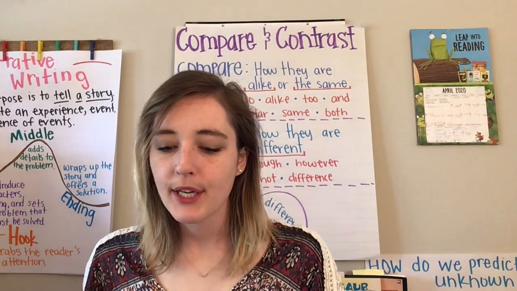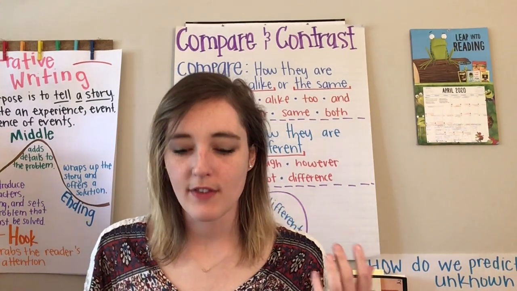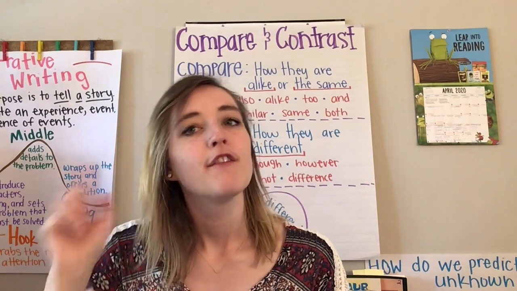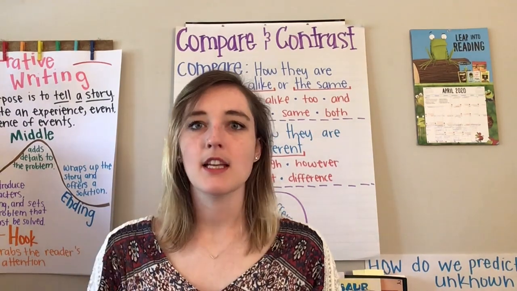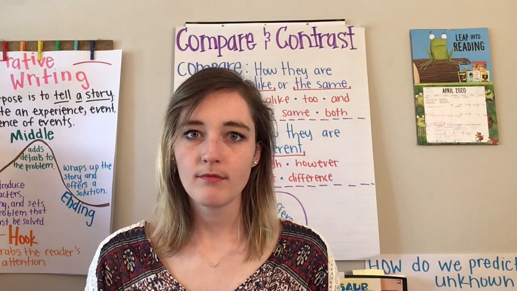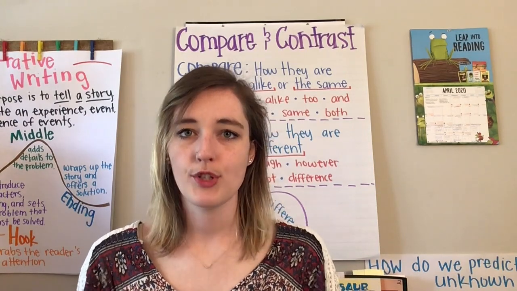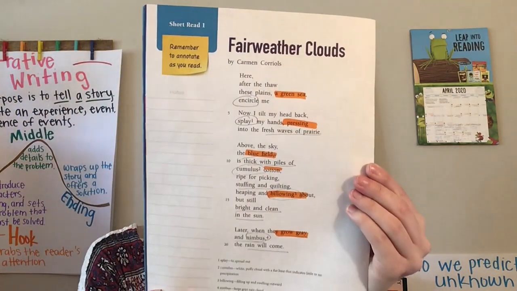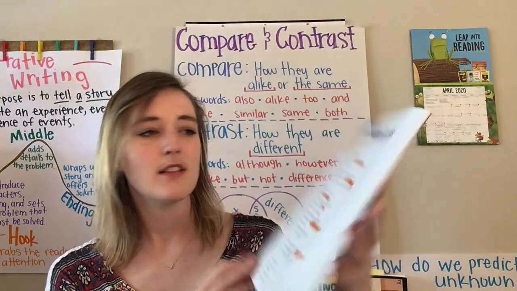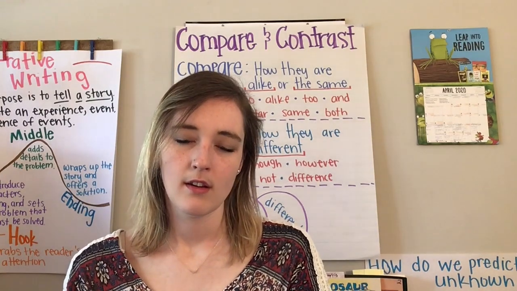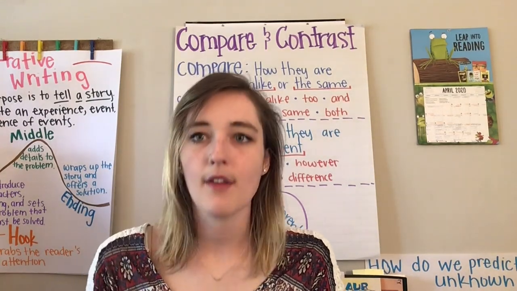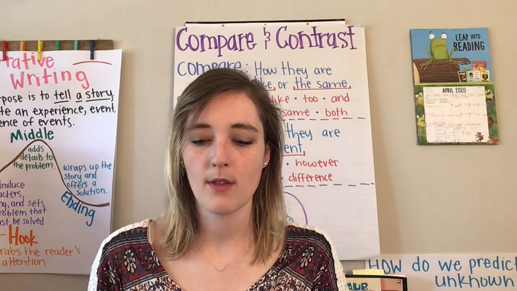Okay, so category number 2 that we are going to compare for both of the texts is the purpose. A lot of students like to think of pie for purpose. Purpose is easy as pie. Persuade, inform, or entertain. So go to Fair Weather Clouds, page 4. What type of text is it? It's a poem. Why is the author writing the poem?